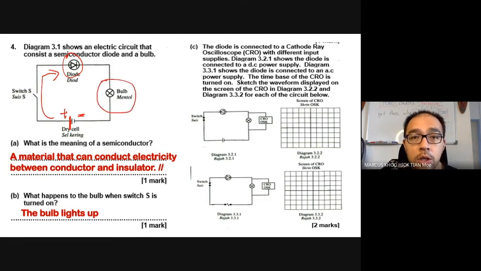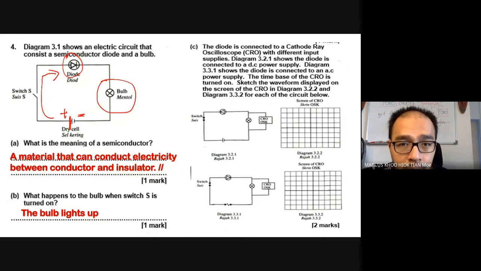Okay. So the diode is connected to a cathode ray oscilloscope with different supplies. Take a look at how the biasness is. But this is alternating current. So diagram 3.31 shows the diode connected to AC, time base. Sketch the waveform displayed on the CRO in this one and in this one.